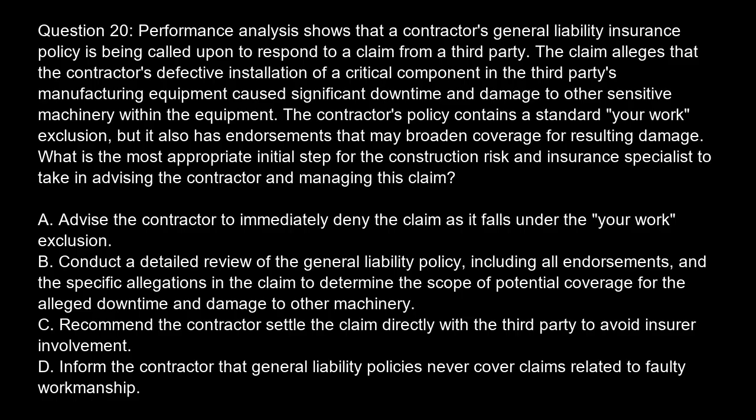Option A. Advise the contractor to immediately deny the claim as it falls under the "your work" exclusion. Option B. Conduct a detailed review of the general liability policy, including all endorsements, and the specific allegations in the claim to determine the scope of potential coverage for the alleged downtime and damage to other machinery. Option C. Recommend the contractor settle the claim directly with the third party to avoid insurer involvement. Option D. Inform the contractor that general liability policies never cover claims related to faulty workmanship.